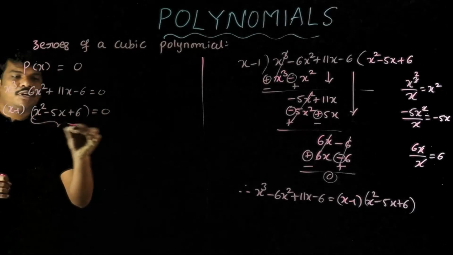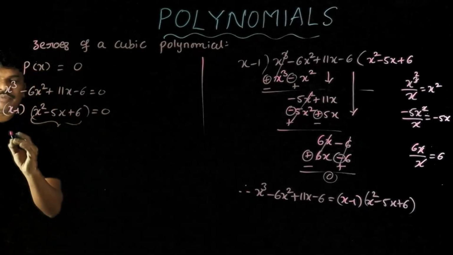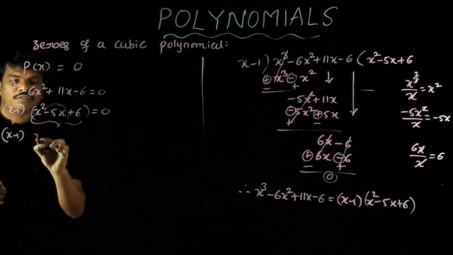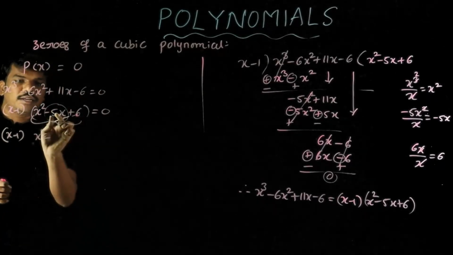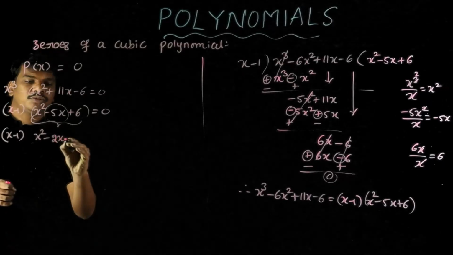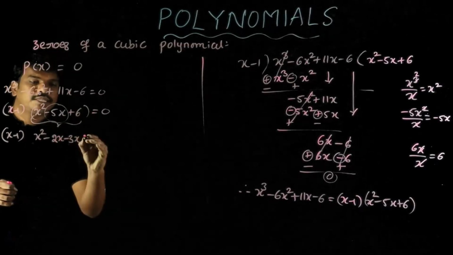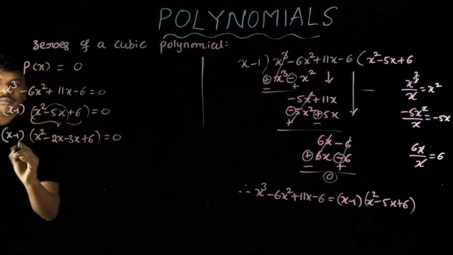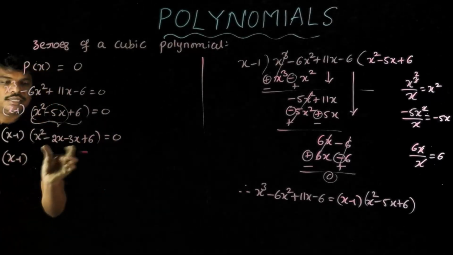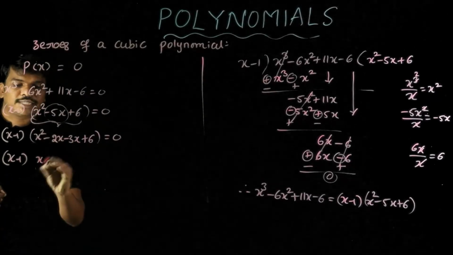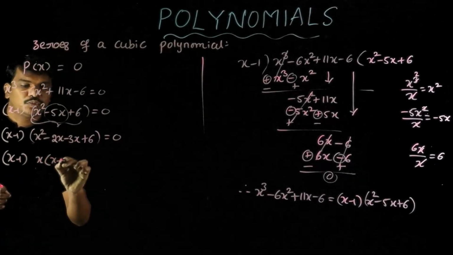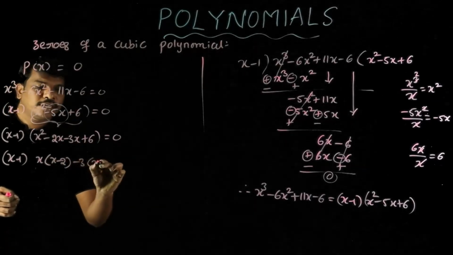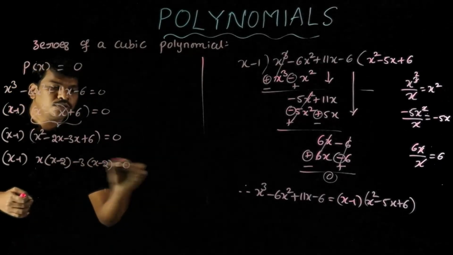Now we are splitting this quadratic polynomial. By keeping the x minus 1 as it is, I am splitting this middle term in such a way that, as we discussed earlier, minus 5x can be written as minus 2x minus 3x, and plus 6 as it is, which is equal to 0. X minus 1 is as it is, and from these two terms we can take x as common, we will get x minus 2. From these two terms we can take minus 3 as common and we will get x minus 2 is equal to 0.